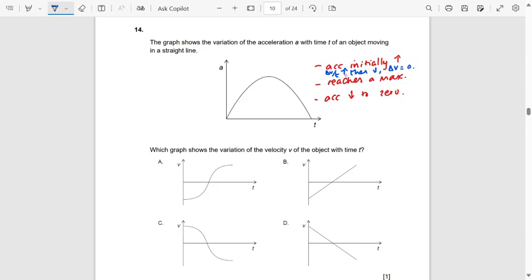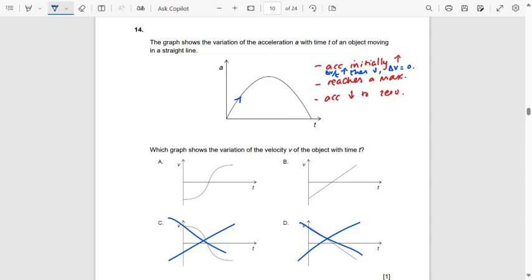So we're looking for a gradient that is getting bigger. Sorry, hang on a minute. This one and this one could be right, but we've got a positive, so let's ignore that one. This one has a reducing velocity. You can't have a reducing velocity when you're accelerating. So I'm going to get rid of those two. Sorry. Now let's try again.